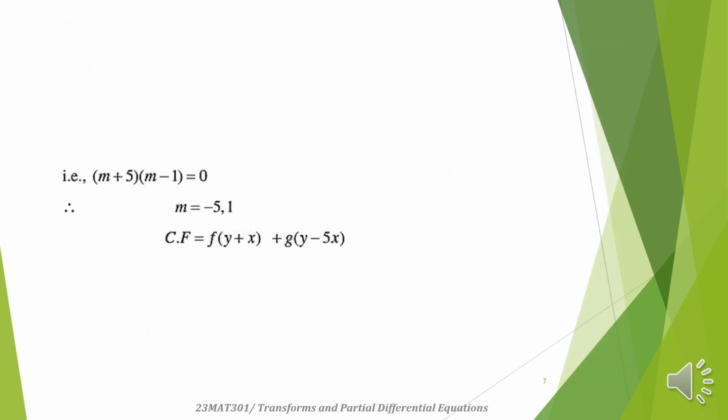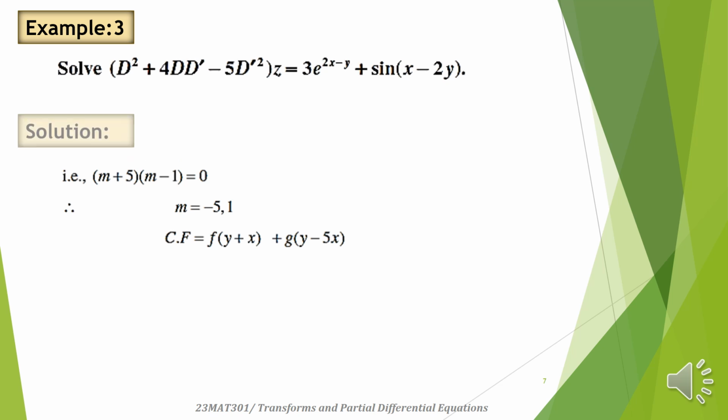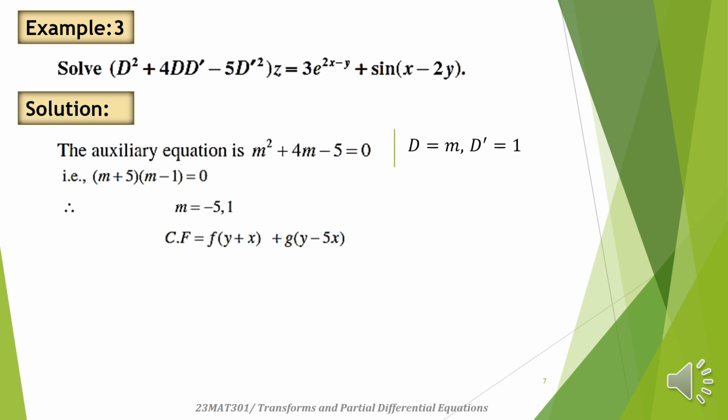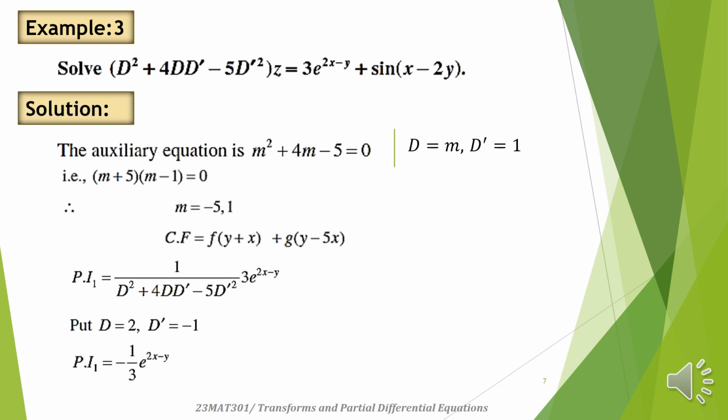Now next question, the same. First you have to do your auxiliary equation, find the values, write your CF, then go for the particular integral. Here they have combined both e power ax plus by and sine ax plus by. Both the formats are given here. So as I have said, type 1 and type 2 are combined here. For type 1, find the value of a and b and substitute in the place of d and d dash, you will get the particular integral.